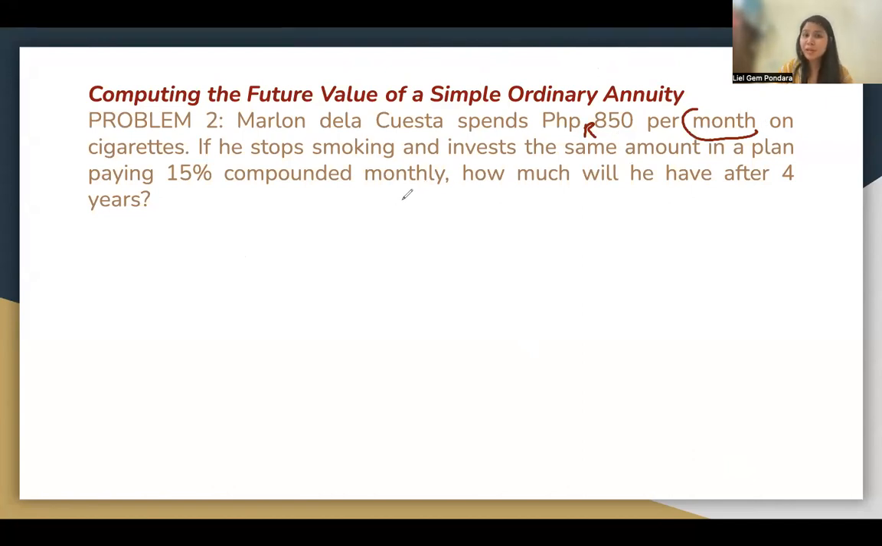If he stops smoking and invests the same amount in a plan paying 15%, what is this? What's 15%? J, ma'am. J. Compounded monthly. So what will be our M? 12. Very good. How much will he have after 4 years? What is that for? Time. Very good.